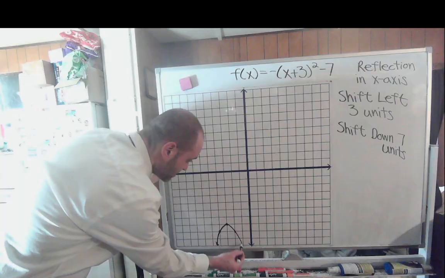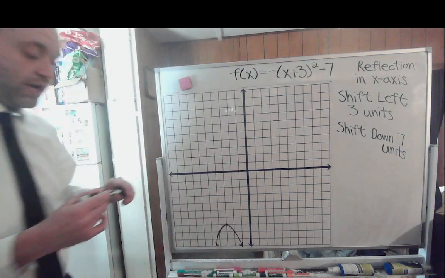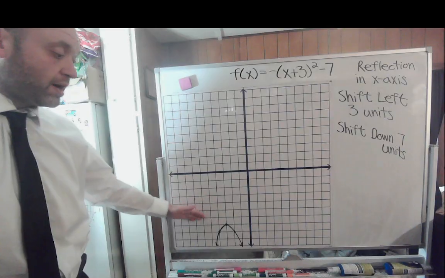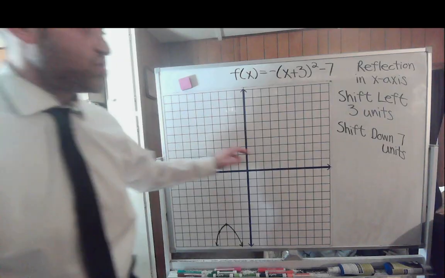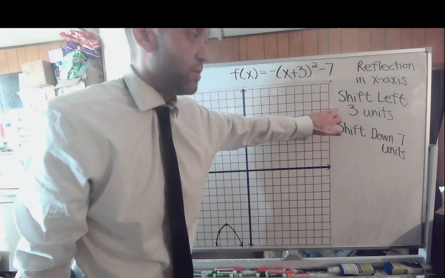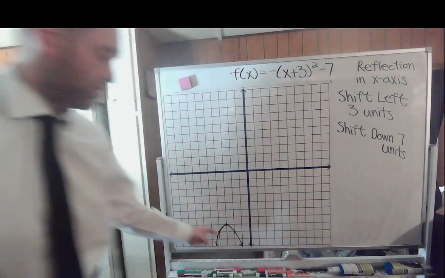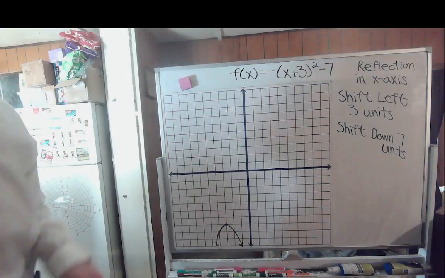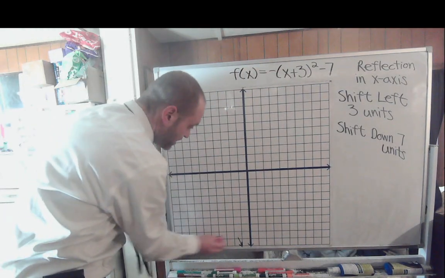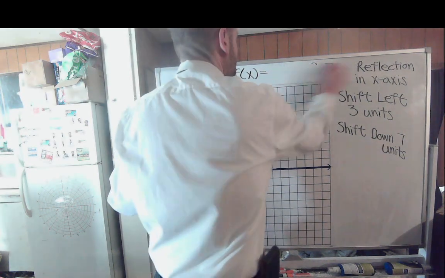It's going to look smaller, but the size of the original graph of f of x equals x squared hasn't changed. I've just reflected it in the x-axis. I've shifted the vertex to the left 3 units, and I've shifted it downward 7 units. So there's the graph of all that. Okay. Let's go on to f of x equals x cubed.